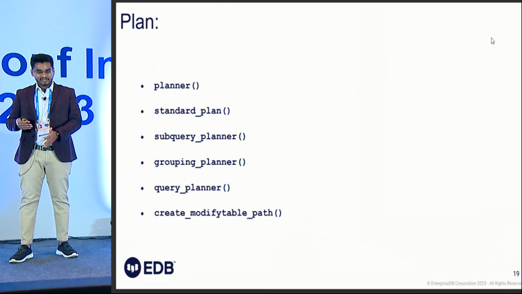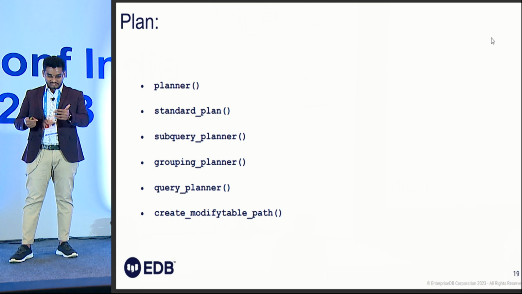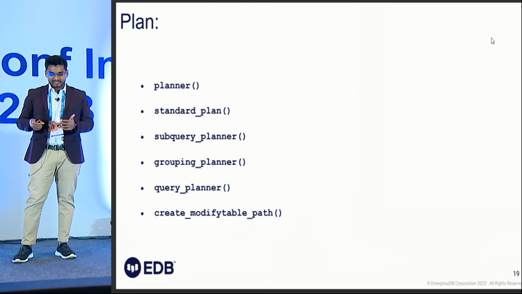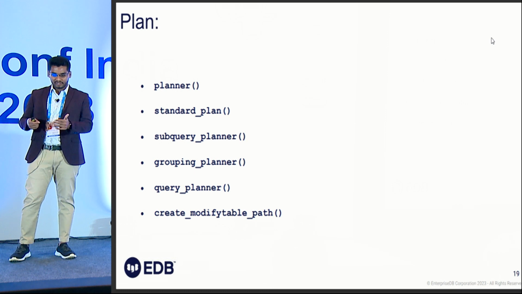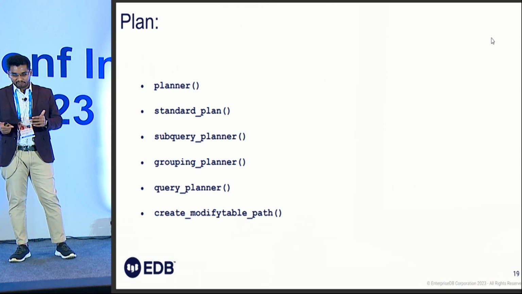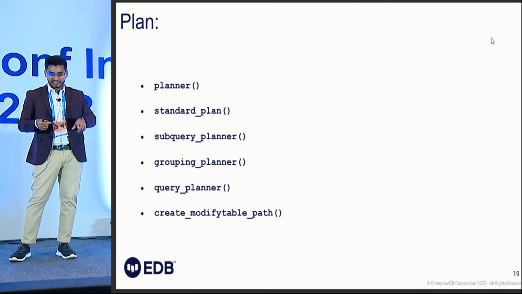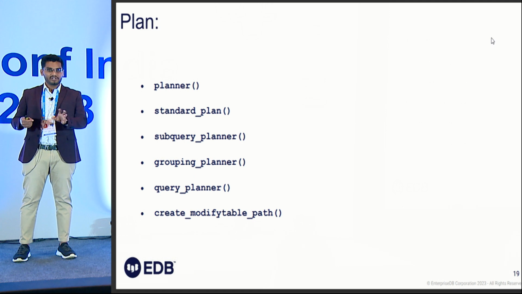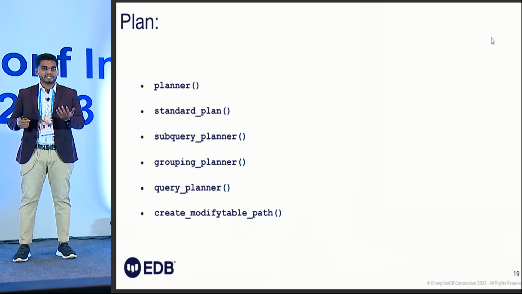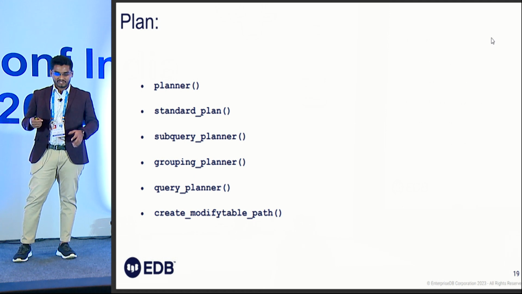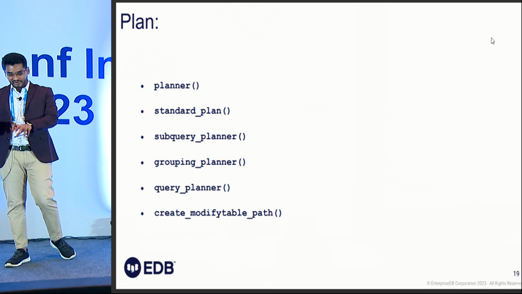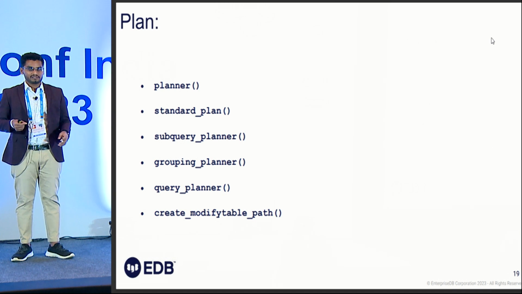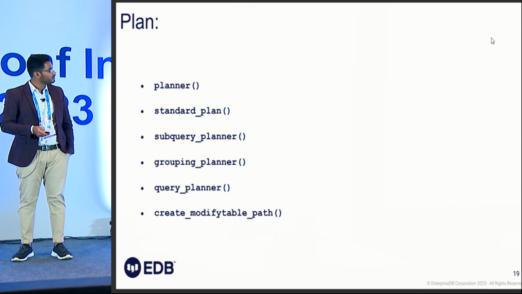I have listed all the important functions associated with the planning phase: planner, standard planner, subquery planner, grouping planner, query planner, create modifiable path. This last function, create modifiable path, is responsible for adding the modifiable path. That means if you have an insert, update, or delete DML command, this create modify table path function will add that path into the path list. Okay, moving forward.